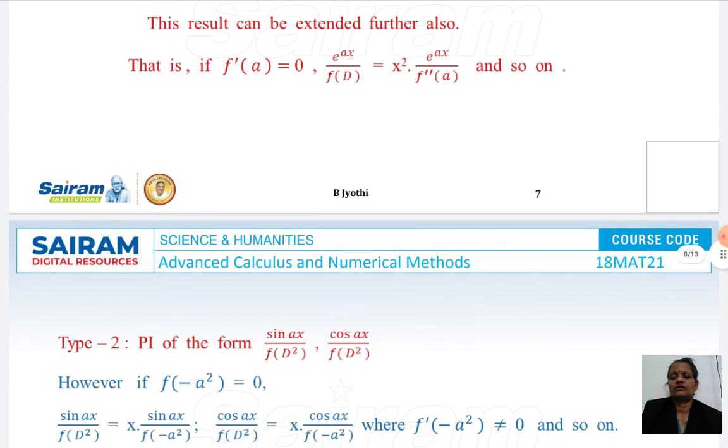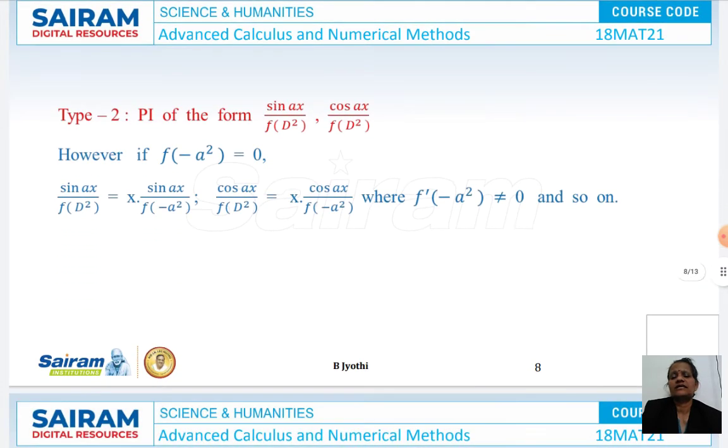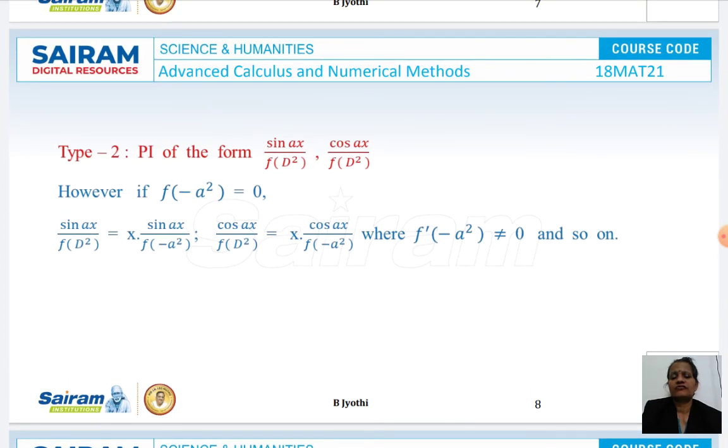If it is 0, again one more x is multiplied and the denominator is differentiated, and so on. Next, particular integral of type 2 is sin ax by f of D square and cos ax by f of D square. However, if f of minus a square is 0, then x is multiplied to the numerator and the denominator is differentiated.